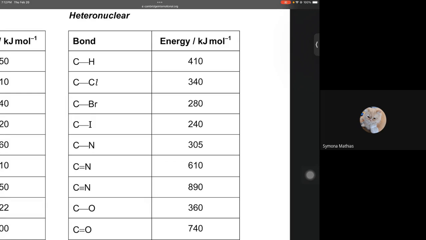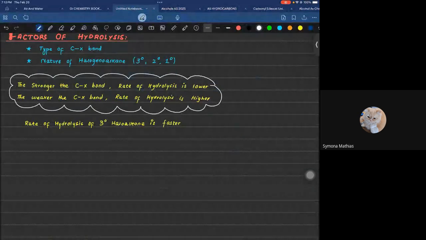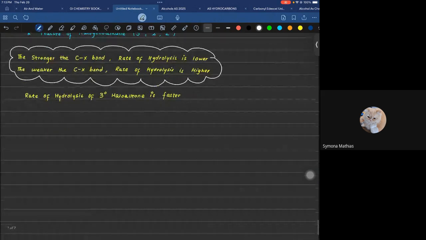Why? Because the size of iodine is greater, so the bond can be easily broken down. So that's the reason the rate of reaction would be higher.